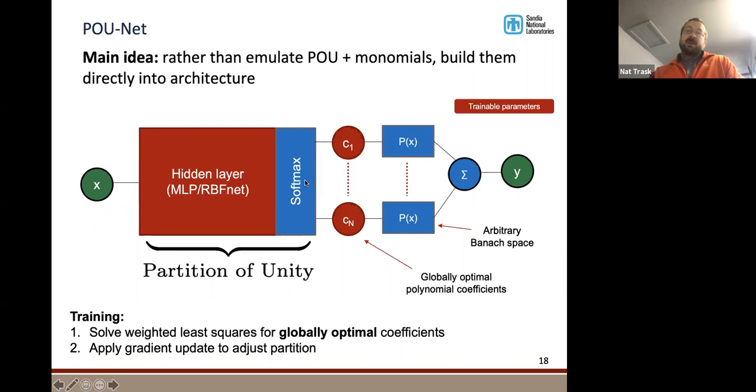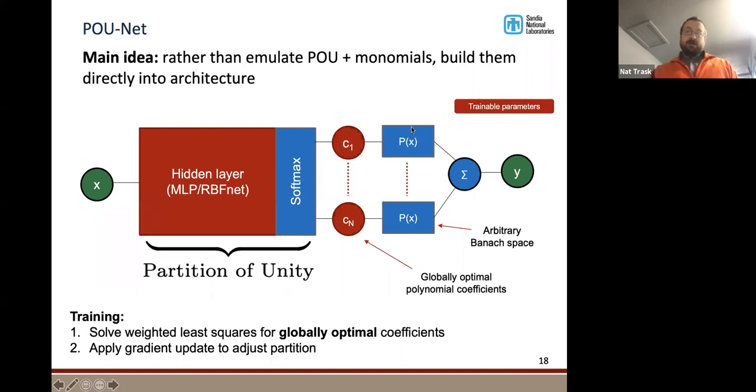And then you feed that into a softmax, right? This is traditionally a way of parametrizing a probability density distribution. But for us, that's also something that's positive and sums to 1, right? So that can be interpreted as a partition of unity. And now for the output of each one of these neurons coming out of the softmax, we'll attach a function space. To keep it simple, you could think of this as a polynomial space, but this could be any general Banach space. It could be singular functions, it could be Gaussian processes, or so on.